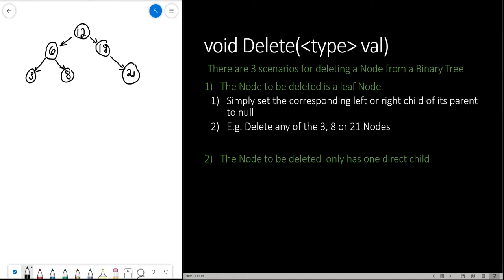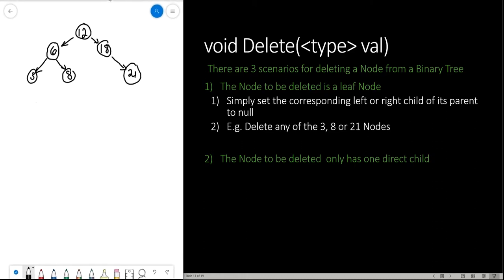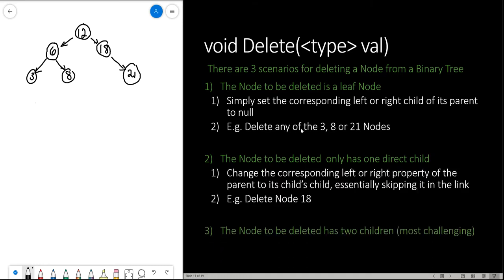So, zero nodes, just delete. One node, skip the node to be deleted. And finally, the big one, which is the more interesting one, would be to delete a node that has 2 children. So imagine we want to delete the 6, or even bigger, the 12. How does that work? What does that actually mean?